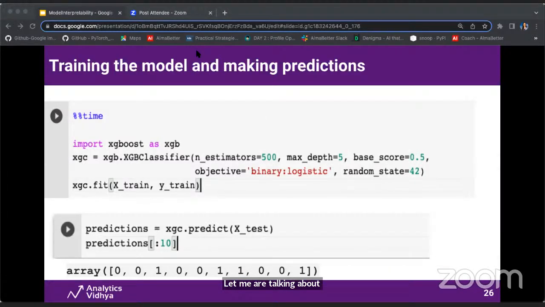Okay. Now, training the model and making predictions. So yeah, here we are just training and building a basic boosting classification model on our training data using the XGBoost framework. And yeah, we then use the trained model to make predictions on the test data set. Like you can see, we have the predictions already in this array form.